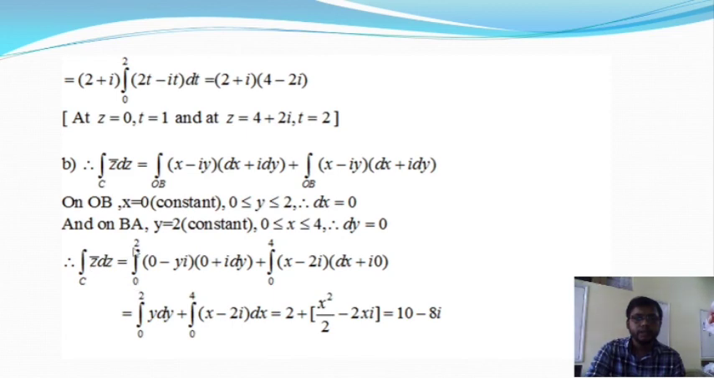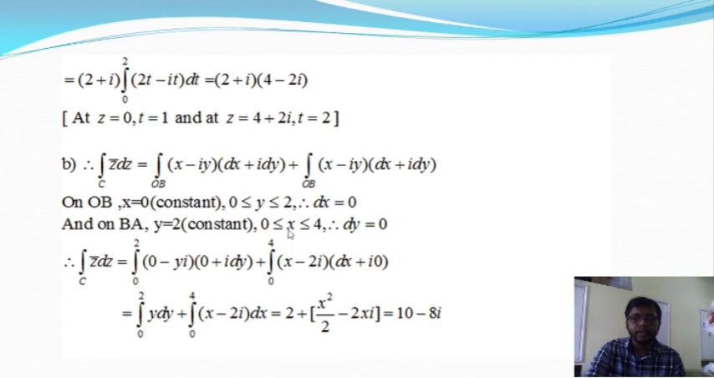So here y varies from 0 to 2. The integration over 0 to 2 of (0 − iy)(0 · dx + i dy), since the value of x is 0 and dx is equal to 0. This is the first integration. And a similar thing will happen in the second integration.